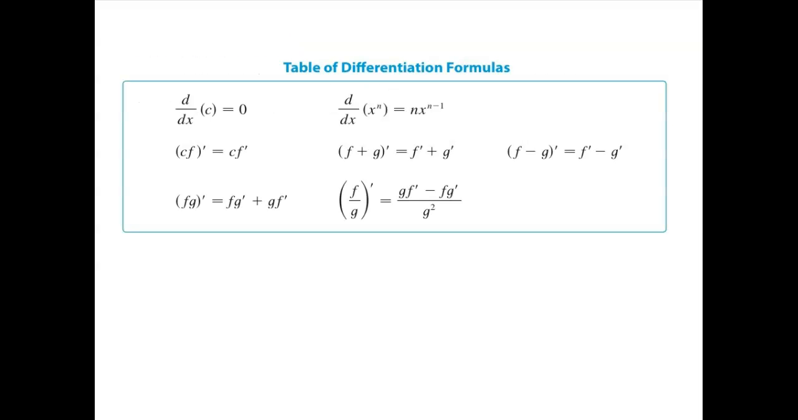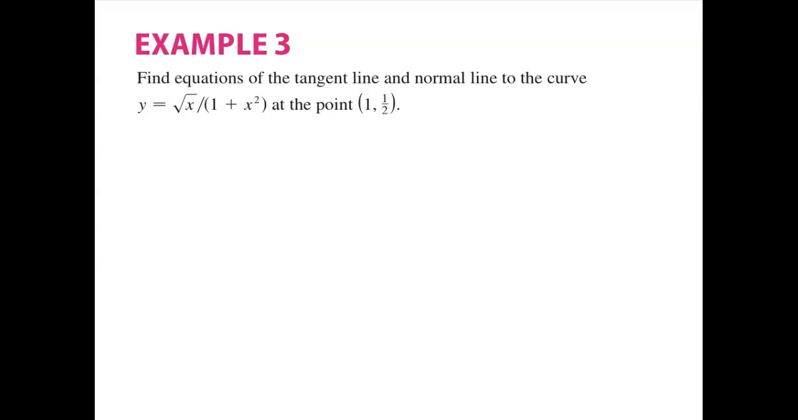Oh, this is our last example. All right, find the equations of the tangent line and normal line to the curve y equals √x over 1 plus x squared. So this is a great example where there's not really anything you can do to simplify it. And we're just going to go ahead with the quotient rule.